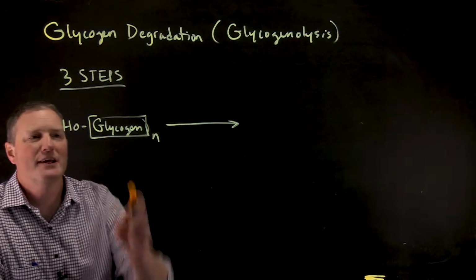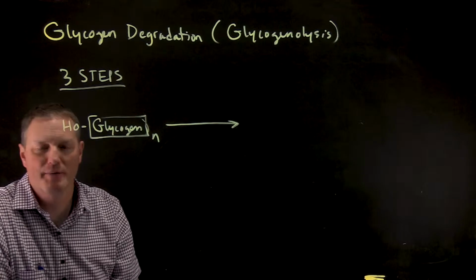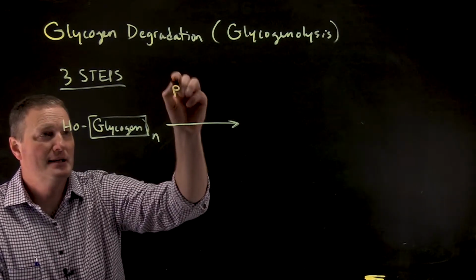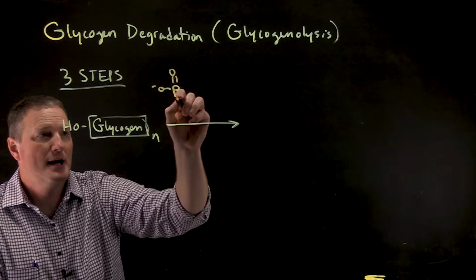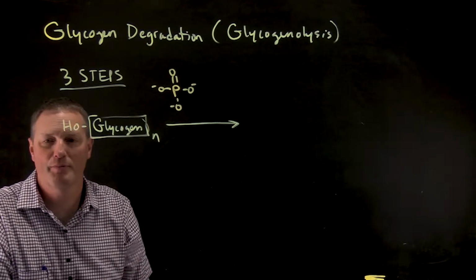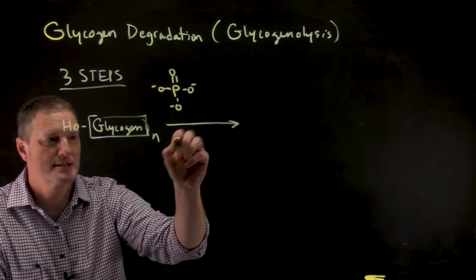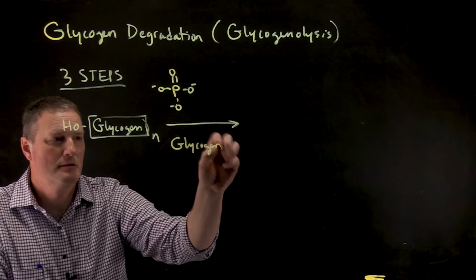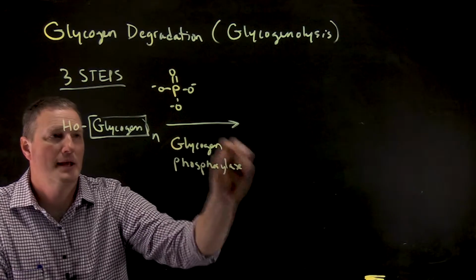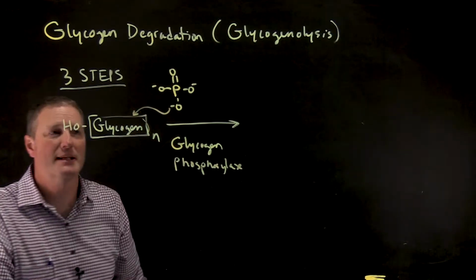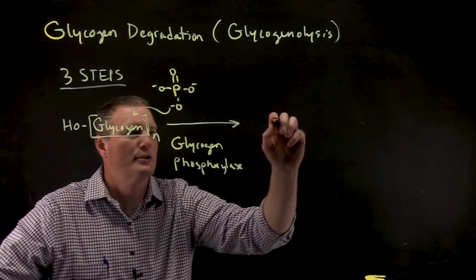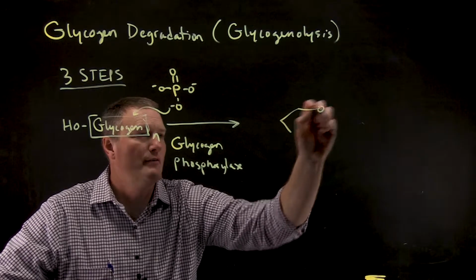So if we start with glycogen with n number of glucose subunits, the very first reaction is going to involve a phosphate being utilized to break apart glycogen. And the enzyme that's going to perform this reaction is called glycogen phosphorylase. Okay. And what will happen is that phosphate is going to react with the terminal glucose unit of glycogen to then give me glucose 1-phosphate.